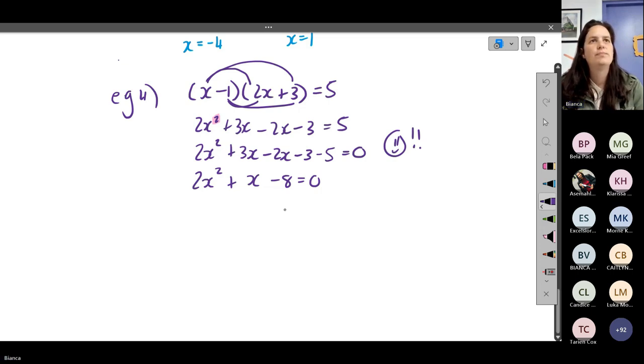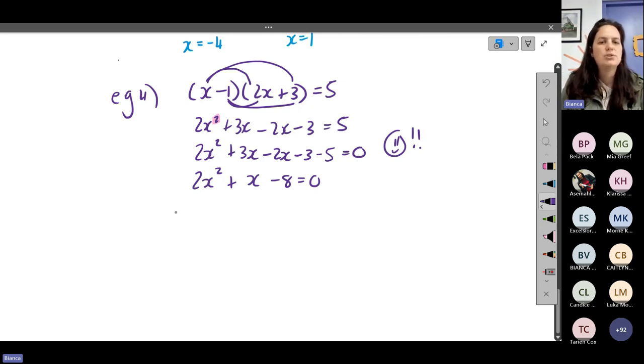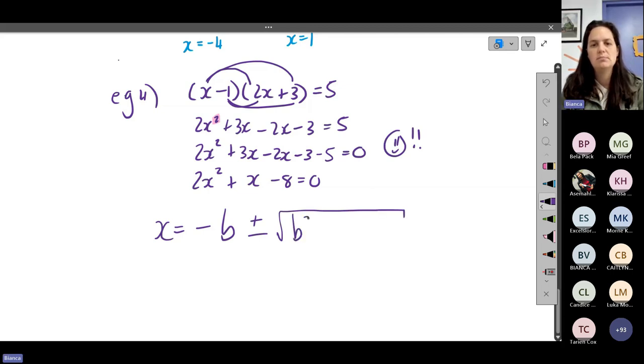Factorize all. Quadratic formula. When there's a coefficient in front of the square, I would encourage learners to use the quadratic formula and not waste time trying to factorize it. You're in grade 12, you can use it. So your quadratic formula, I'm just going to write it out one more time for you. Minus b, it's not on your notes, so maybe just copy it down. Those of you that don't have it, b squared minus 4ac over 2a.